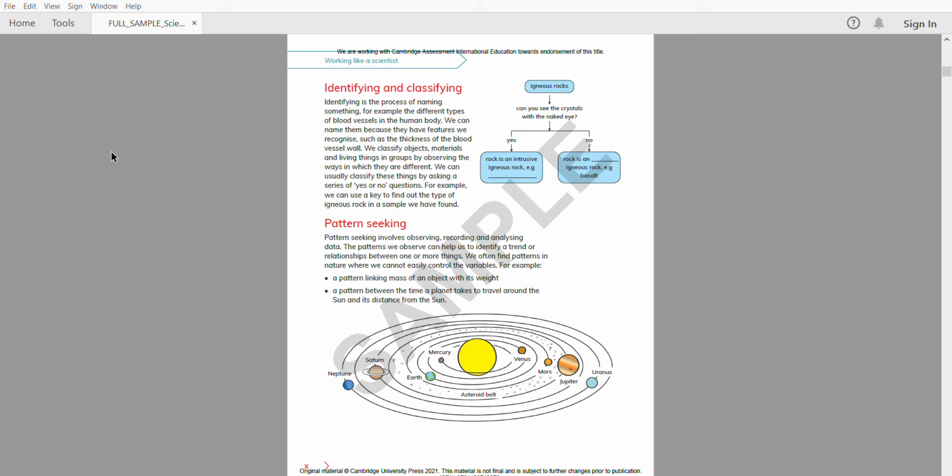Pattern seeking means you need to find the repetition of objects, repetition of qualities, repetition of criteria. So the concept of pattern is also a scientific skill that you need to learn in Science 6.